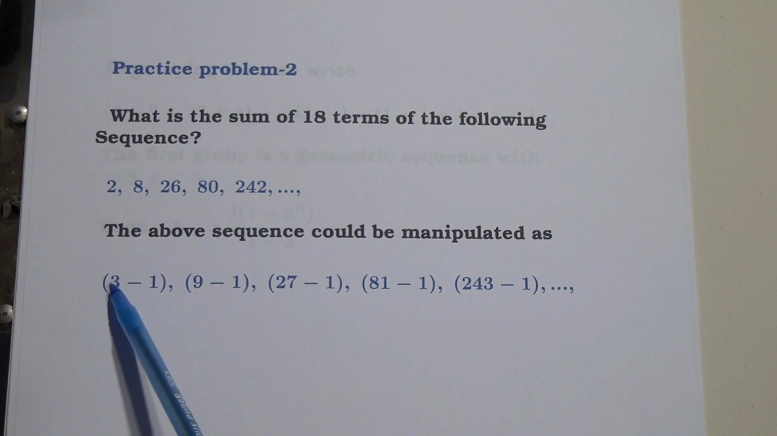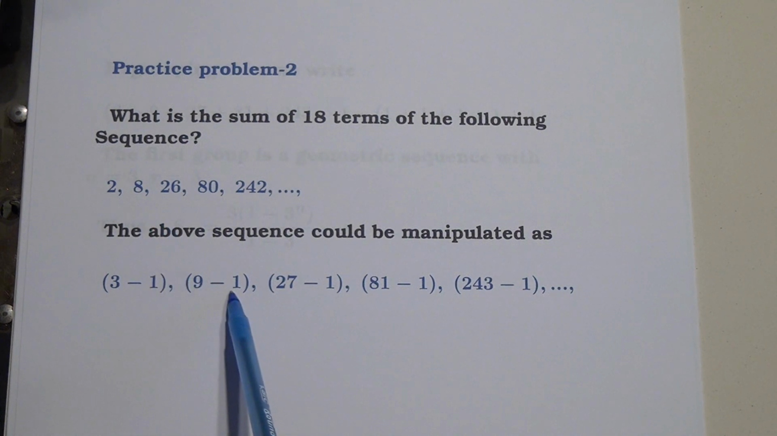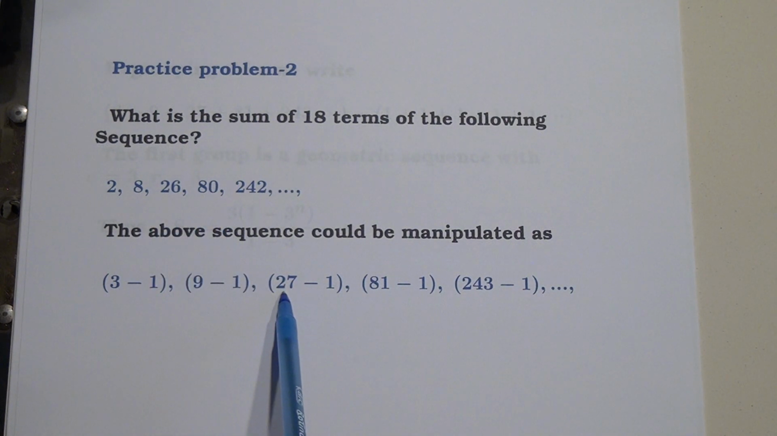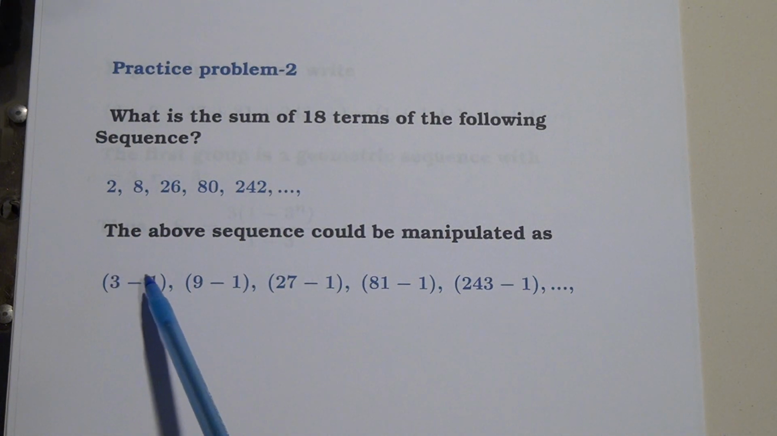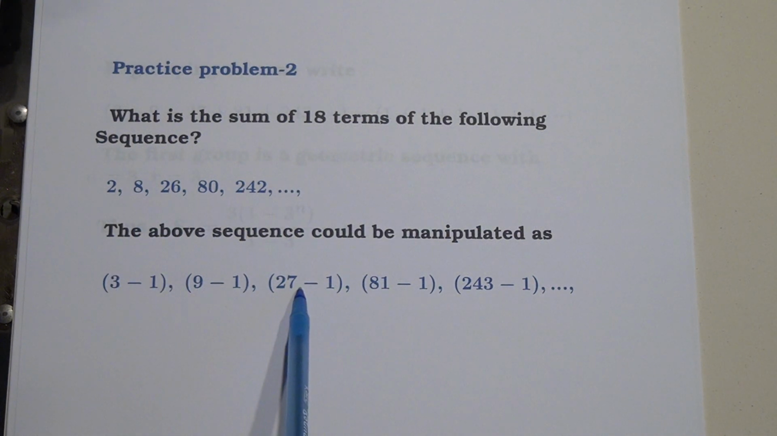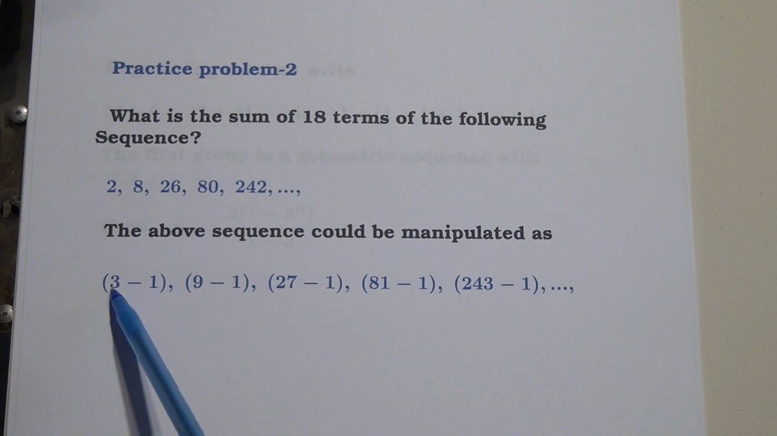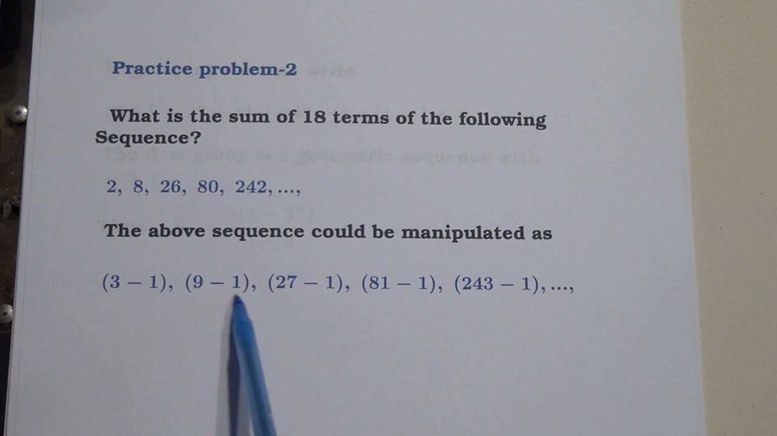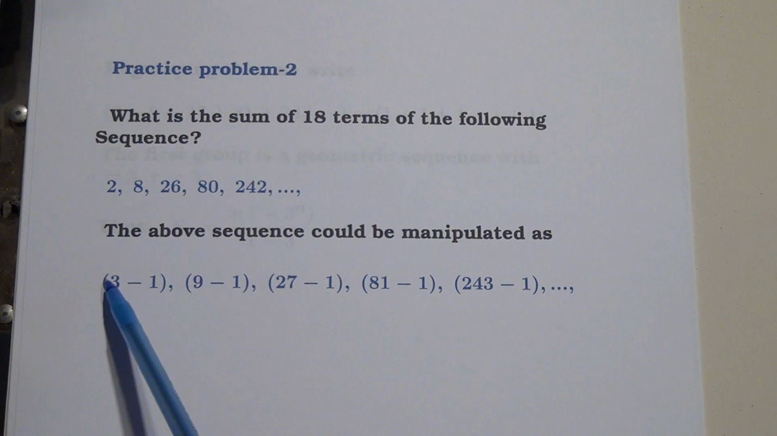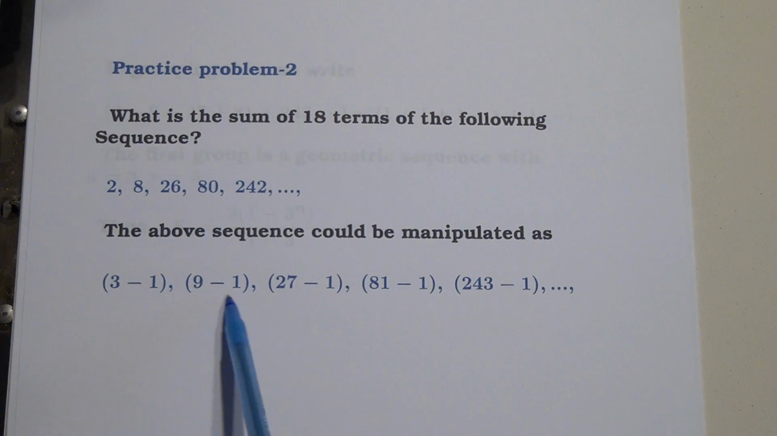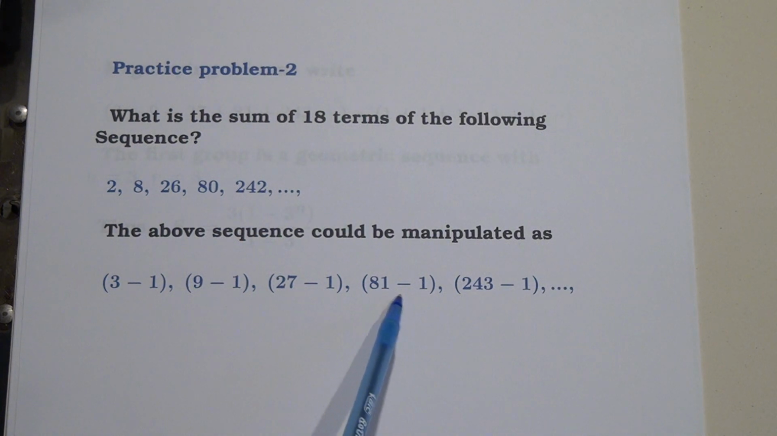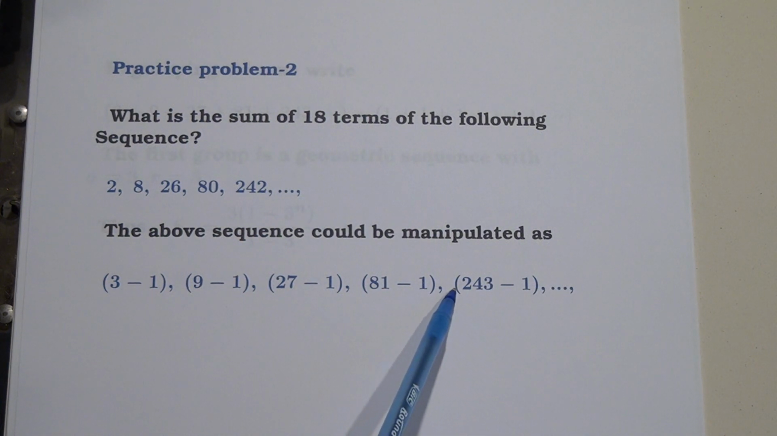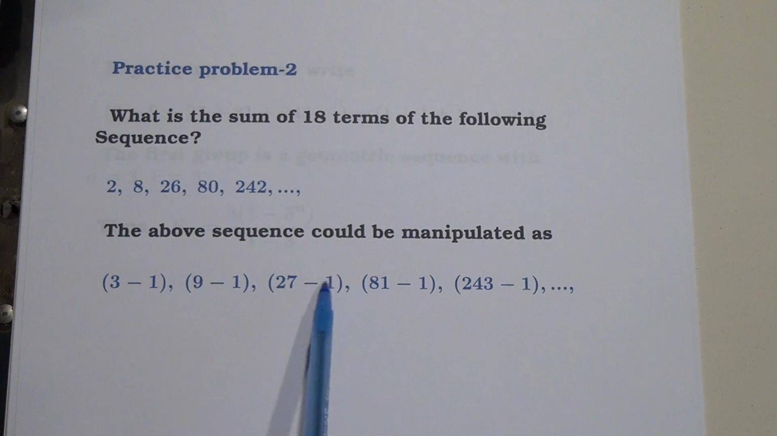So 2 is 3 minus 1, 8 is 9 minus 1, 26 is 27 minus 1, and so on. Then we can see the first values are now a geometric sequence. 3 times 3 is 9, 9 times 3 is 27, 27 times 3 is 81, 81 times 3 is 243. So we found the right one.